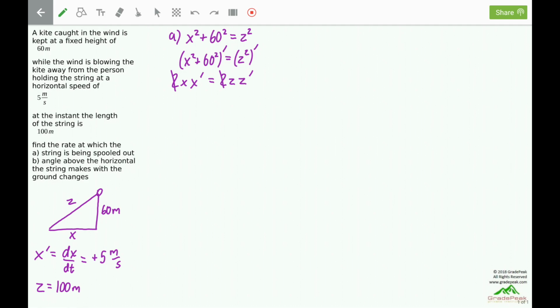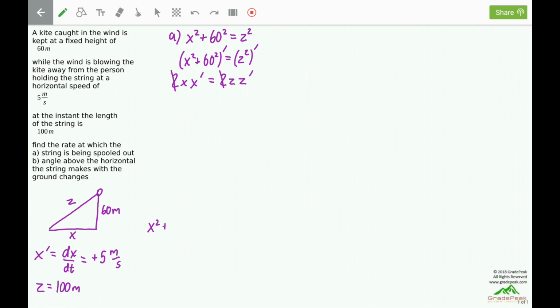Here we want to solve for the rate at which the string is being spooled out, z prime. We need an x prime, and a z. We have an x prime and a z. We do not have an x just yet. However, we have a relation of variables between x and z, so if we know one, we can find the other. So we'll plug the z value into that equation. I'll work that out down here by the picture.